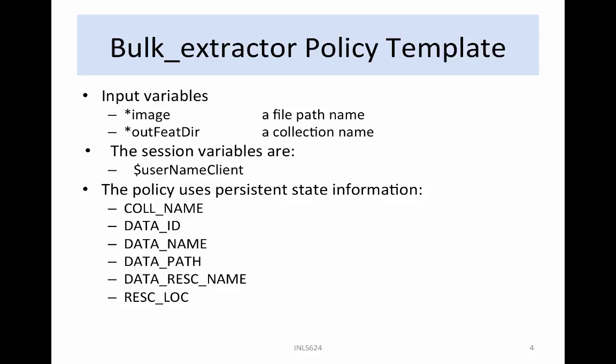The policy uses persistent state information to manipulate the data. COLL_NAME is the collection name that will be analyzed. DATA_ID is a file internal identifier, and DATA_NAME is a file name within the collection. DATA_PATH is the location of the file on the storage resource, which is needed for the BitCurator application to be applied. DATA_RESC_NAME is the name of the storage resource that has a file, and RESC_LOC is the location of the storage resource, its IP address.